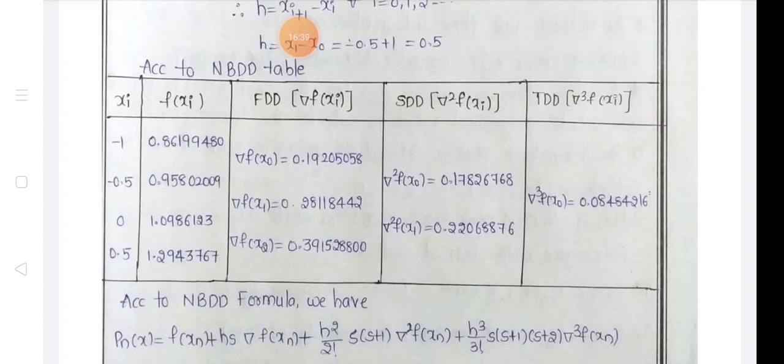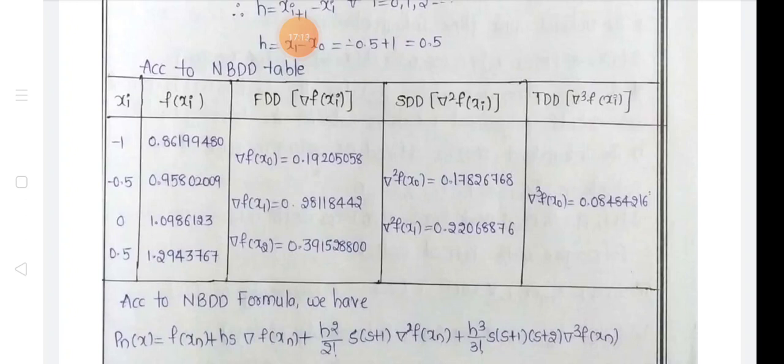0.95802009 minus 0.86199480 divided by 0.5, del f of x0 equals 0.19205058. Next, 1.0986123 minus 0.95802009 divided by 0.5 equals 0.28118442.